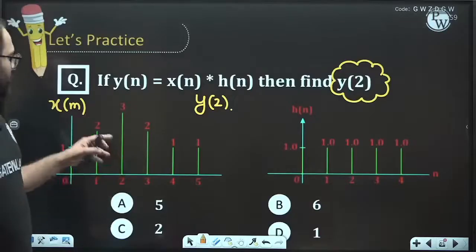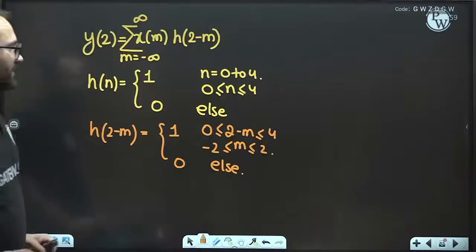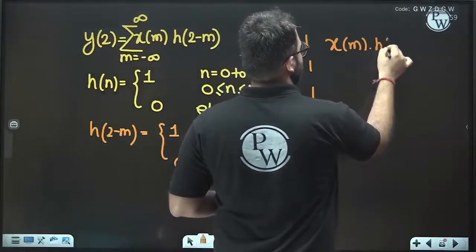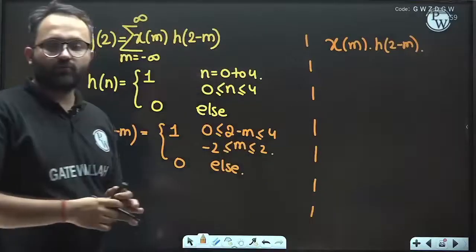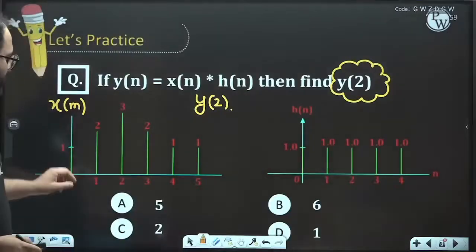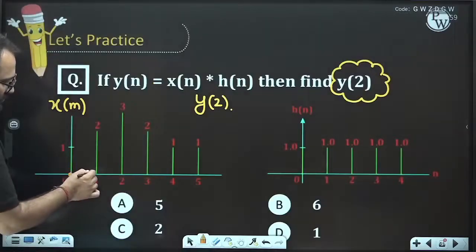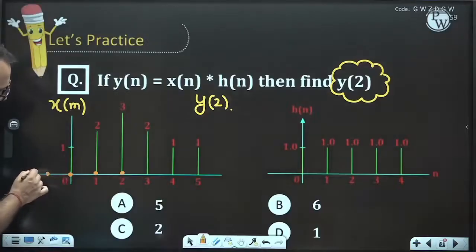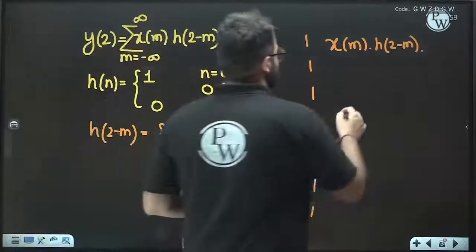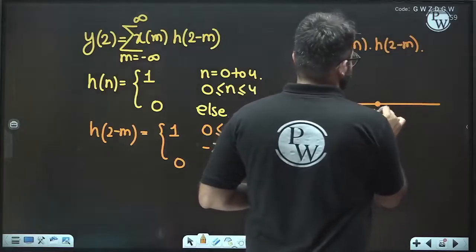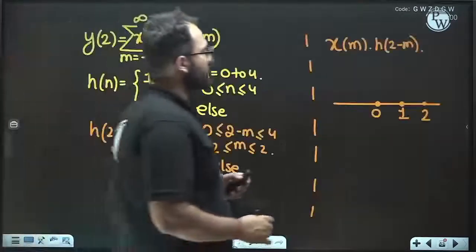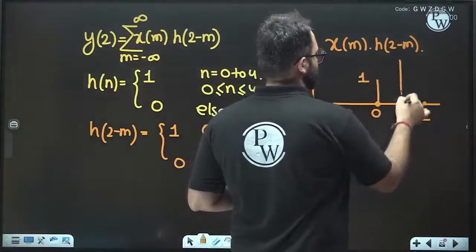Now we have x[m] and we have h[2 minus m], and we multiply these two signals. Since h[2 minus m] is 1 from minus 2 to 2, when we multiply it with x[m], it gets multiplied only at 0, 1 and 2. For negative values, x[m] is 0, and for the rest of the values h is 0. So we get a signal present only at 0, 1 and 2. The values are 3, 2 and 1.